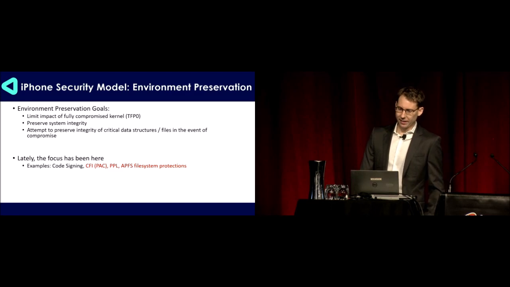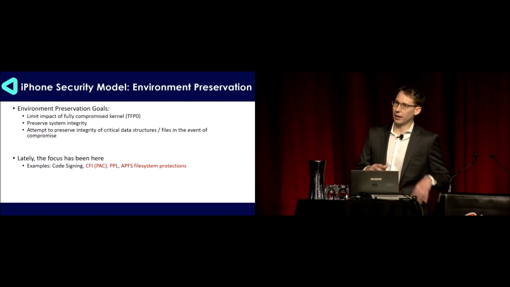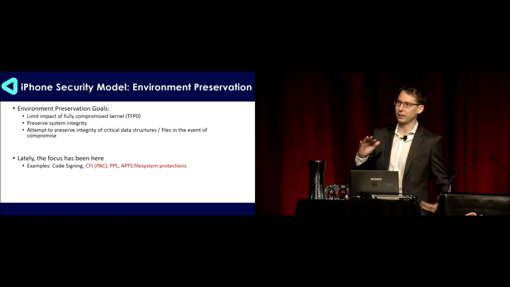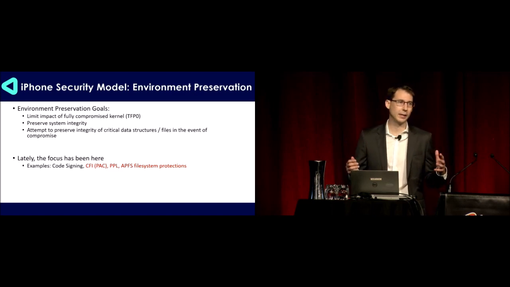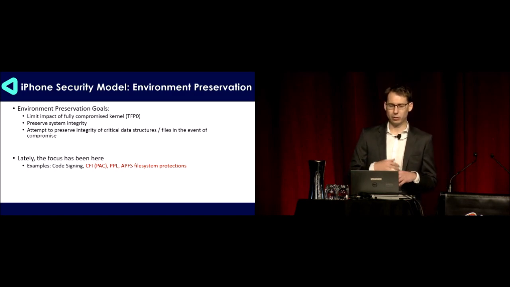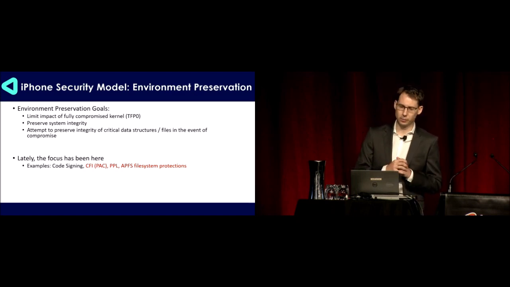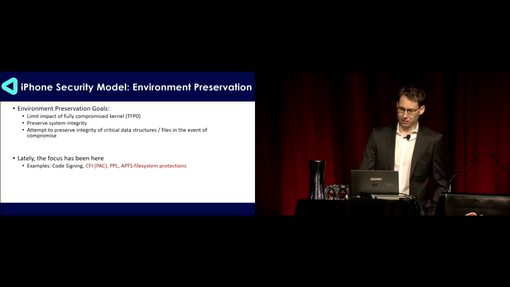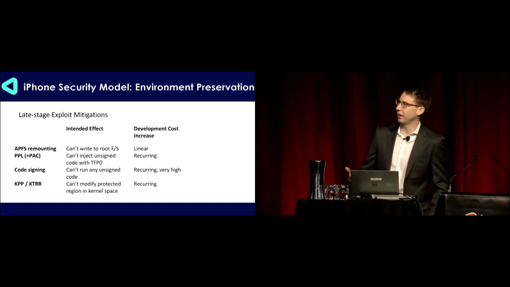So environment preservation is the last thing, and I think this is fairly unique to Apple, actually. We talked about a protected runtime, where we've protected the boot chain, we've protected the code that's running, only Apple things are running. But Apple has recently done something for the case where you fully compromise the kernel. In the past, obviously, if you compromise the kernel, you can execute kernel code that you want, you can execute user mode code that you want. So they've started trying to limit the impact, so that even if you fully compromise the kernel, they preserve the system integrity to some degree. There are several protections that they've done in an attempt to do that.